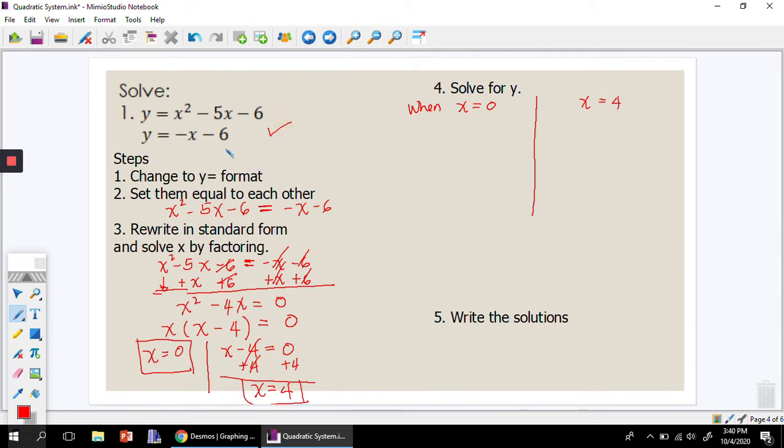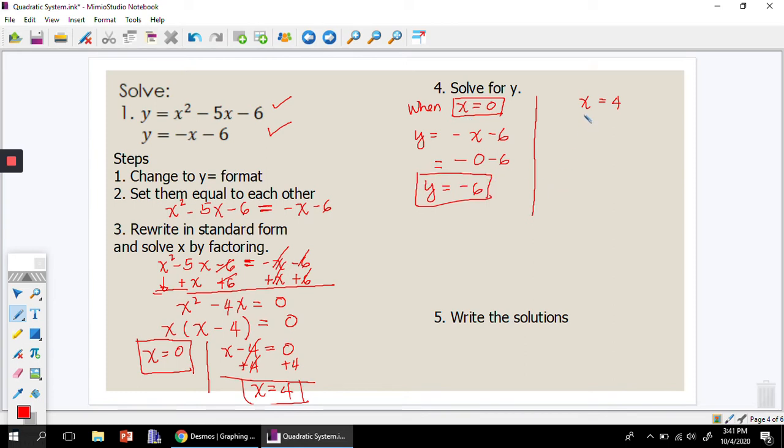I always choose the linear equation. So I will choose y equals negative x minus 6. You can also choose the other one, any of the two. You have your options, but let us just use this one. So y equals negative x minus 6. I will plug in my x, which is 0. So this will become negative 0 minus 6. y is equal to negative 6. See? So my y is negative 6 when my x is 0.